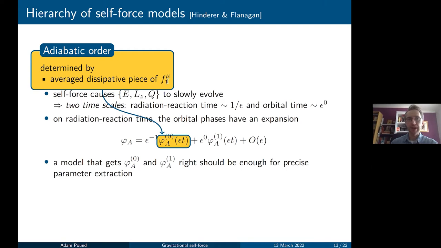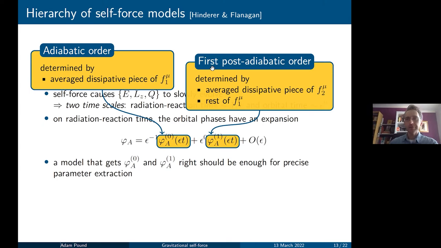Then this next term, they called first post adiabatic order. And they showed that this is determined by the averaged dissipative piece of the second order self force. So a piece that comes from H2, the second order metric perturbation, but just a specific piece of it. And it depends on the entire rest of the first order self force. So the conservative piece of the first order self force and the oscillations within the first order self force.